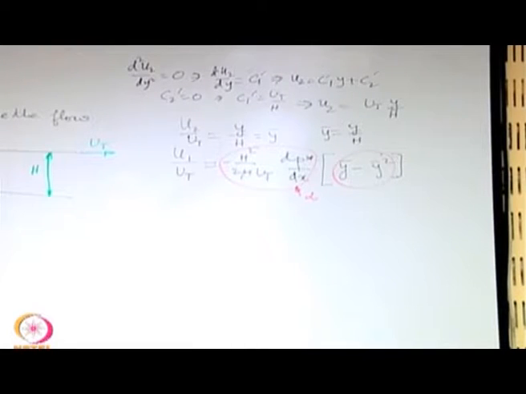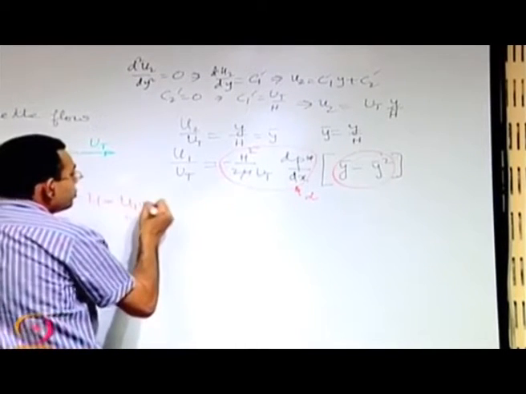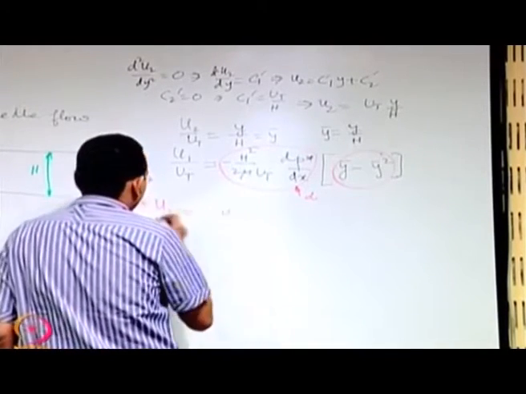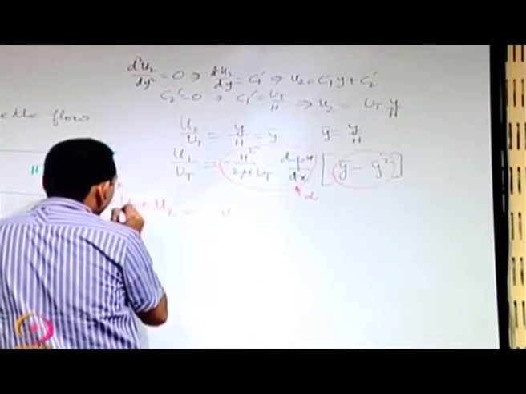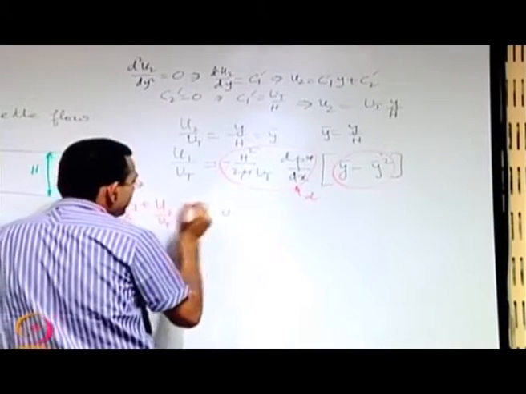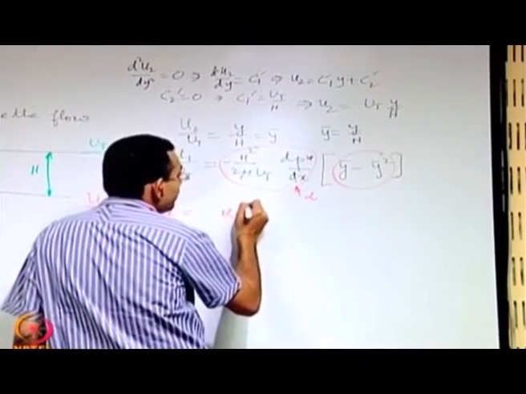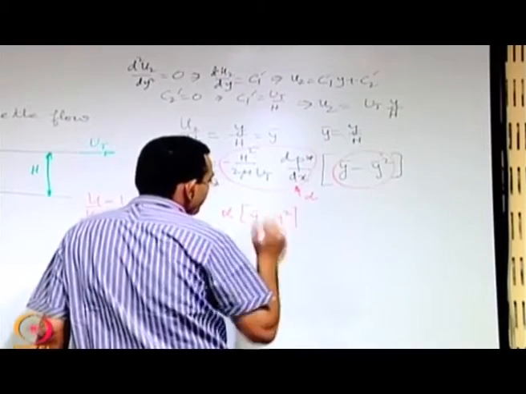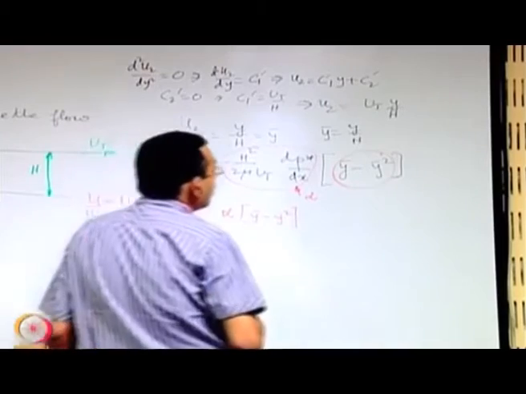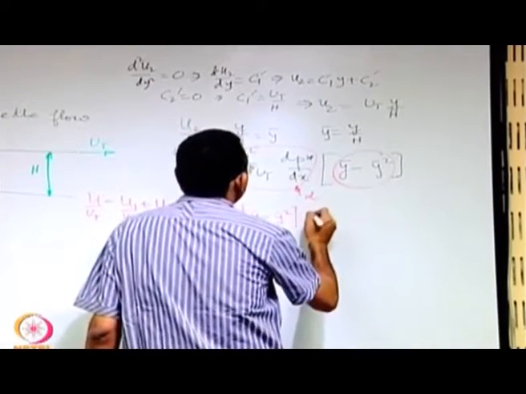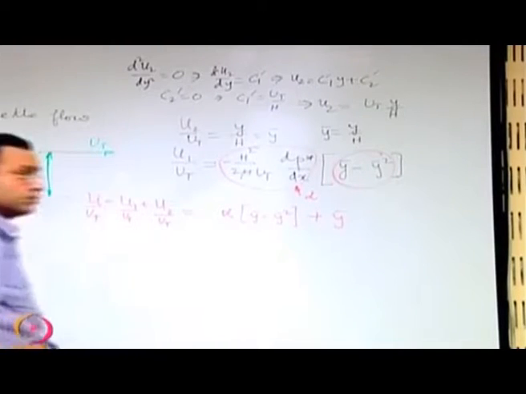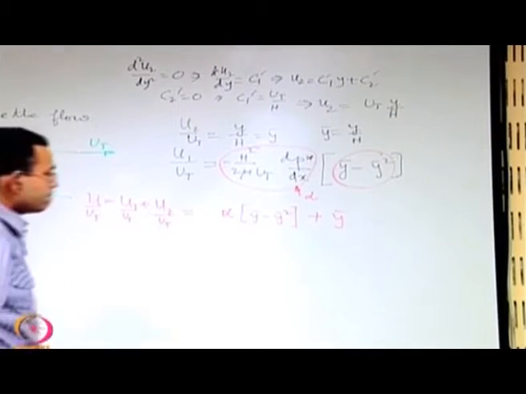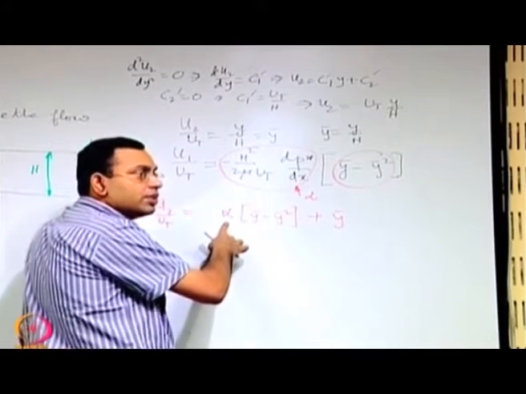So, you have u equal to u1 plus u2, which is equal to, or maybe u by ut as u1 by ut plus u2 by ut, that is equal to alpha into y bar minus y bar square plus y bar. Okay. So, one important thing is that this alpha may be positive or negative.